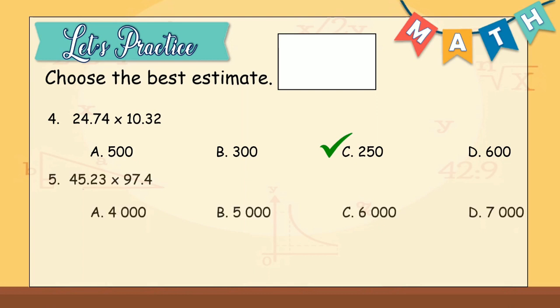Number 5. 45 and 23 hundredths times 97 and 4/10 is approximately A. 4,000, B. 5,000, C. 6,000, or D. 7,000.